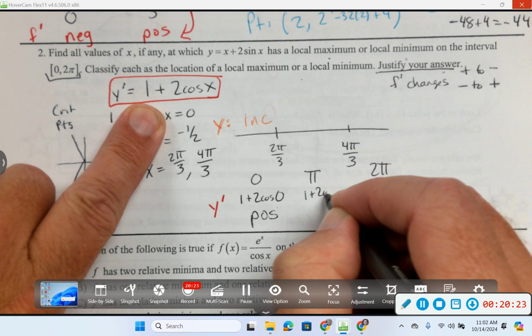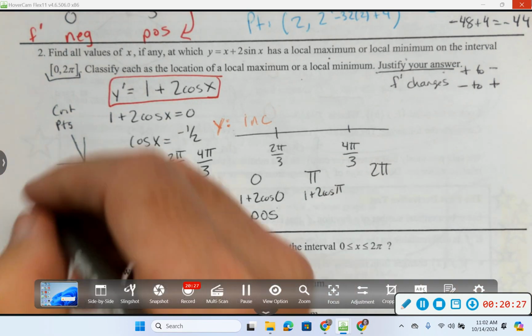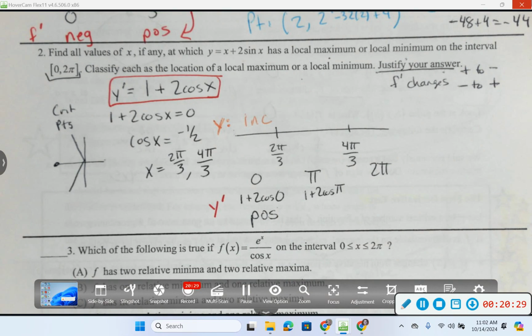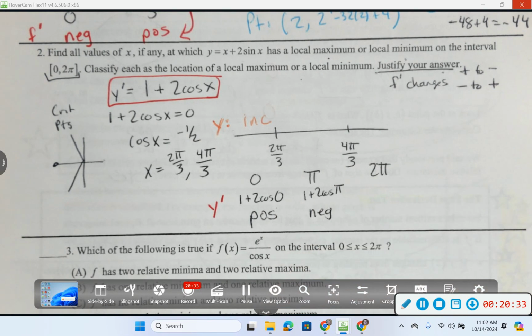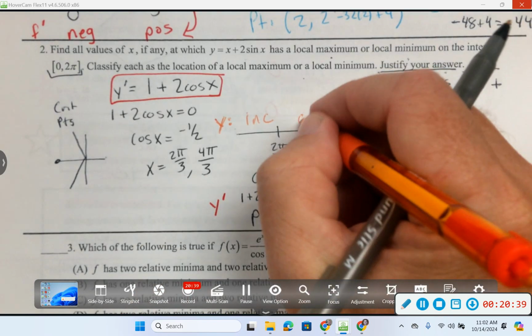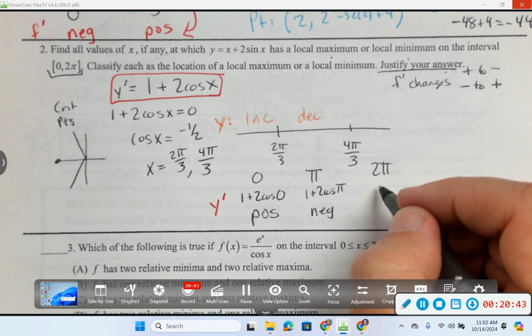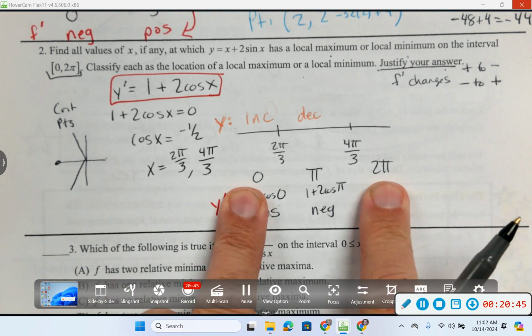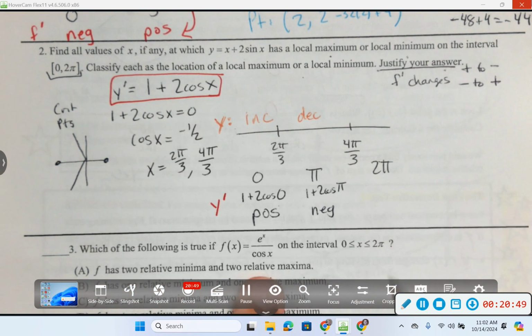All right, let's plug in pi. 1 plus 2 cosine of pi. Cosine of pi, pi's over there. That's negative 1. 1 minus 2 is negative. And if y prime is negative, that means y is decreasing. And then, hey, 2 pi and 0 should give me the same thing, right? Because that's the same spot on the number line. So this one's going to be positive as well.